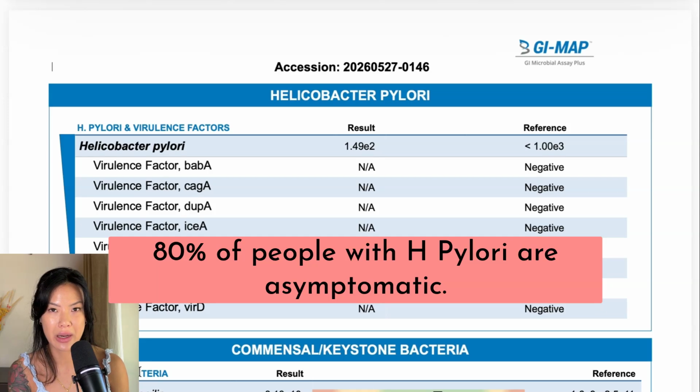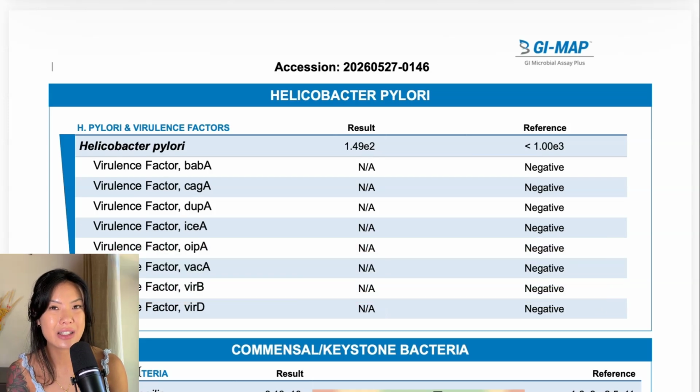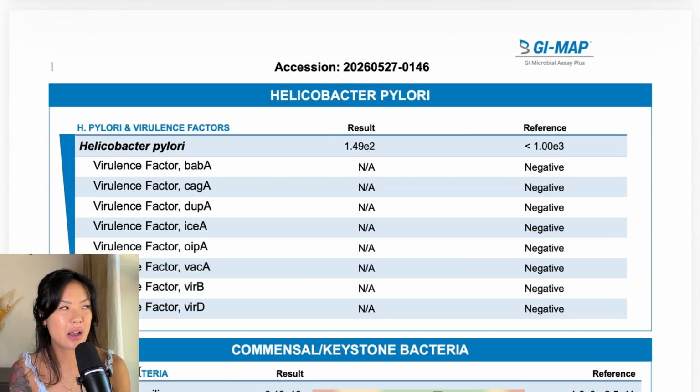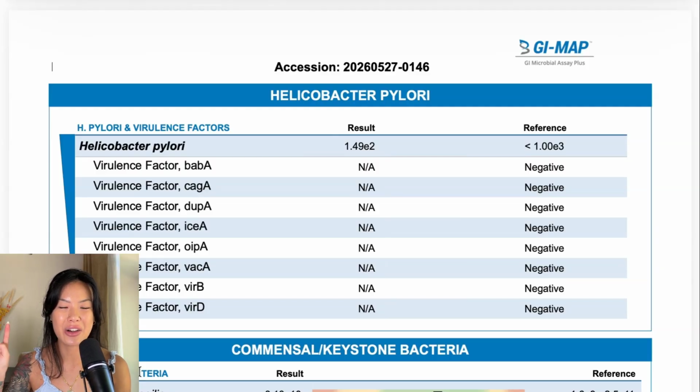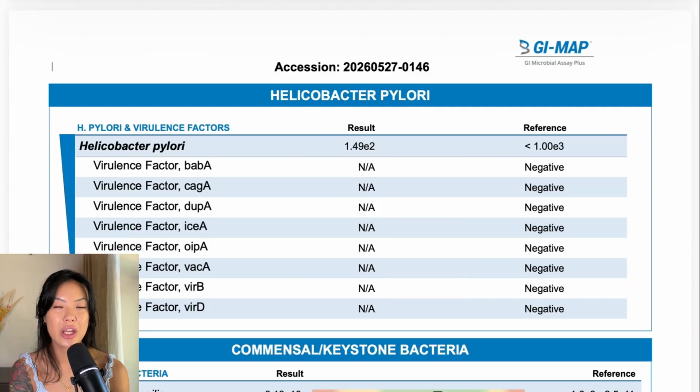And H. pylori is highly contagious. I've seen cases of someone that has H. pylori and so did their significant other. And so we're running GI map tests on couples, and both of their tests showed increased levels of H. pylori. Some other symptoms that we see are B12 deficiency and iron deficiency, because H. pylori can actually compete with those nutrients.